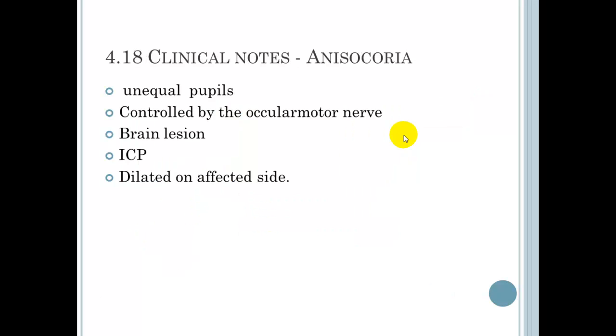Clinical notes: anisocoria, which pretty much means unequal pupils. And these are pretty much controlled by the oculomotor nerve. In the event of a brain lesion, intracranial pressure increases and your pupil is going to dilate on the affected side. So an example of this: let's say I have a right brain injury from intracranial pressure or a brain lesion, my right pupil is going to dilate.